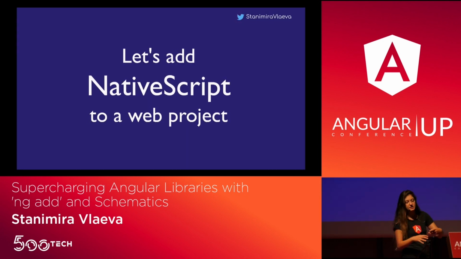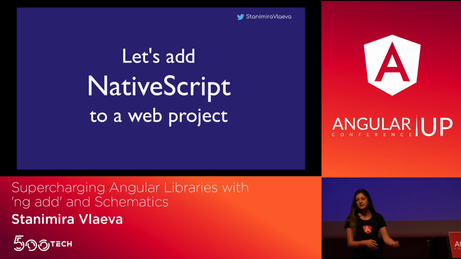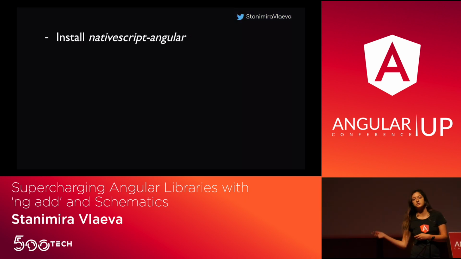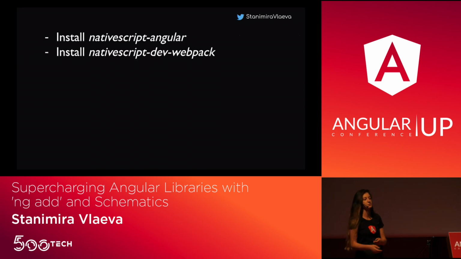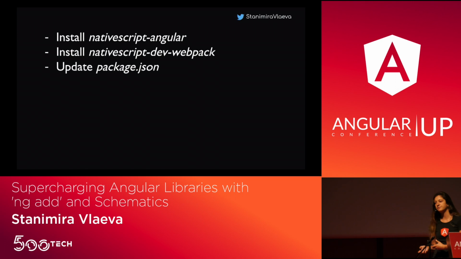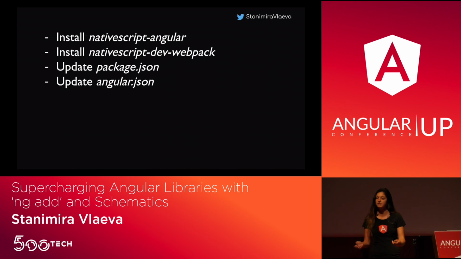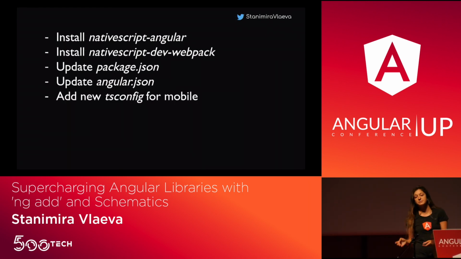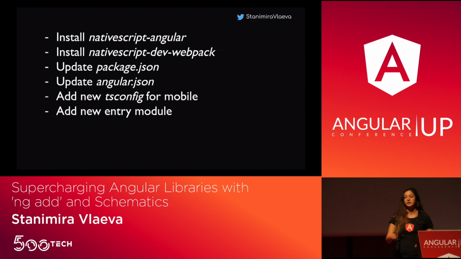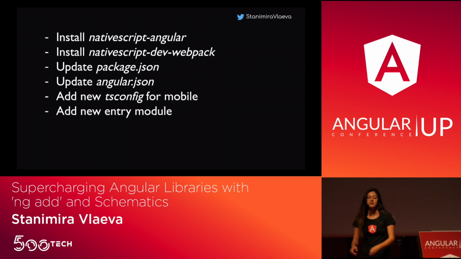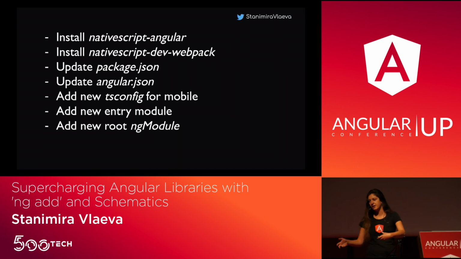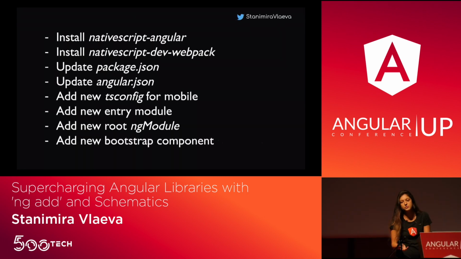But let's try to do that. Let's follow the steps and try to convert the web app to a native mobile app. First, you need to install NativeScript Angular. This is a package from npm. Then you have to install the webpack plugin for NativeScript. Then you have to update the package.json file to add some NativeScript specific keys. Then you have to update the angular.json file to add some NativeScript specific keys. Then you have to add a new TypeScript configuration for NativeScript. Then a new entry module, that's the main.ts file. Then you need a new root NgModule, that's the app module file. And then you need a new bootstrap component, and so on, and so on, and so on. And this list goes on forever.